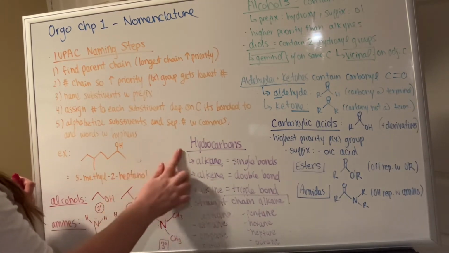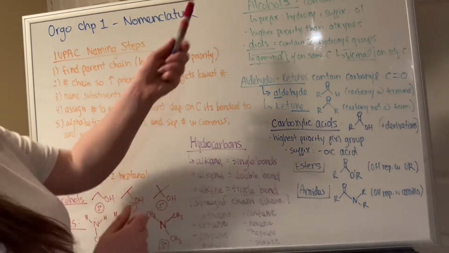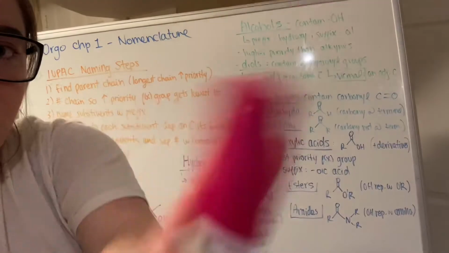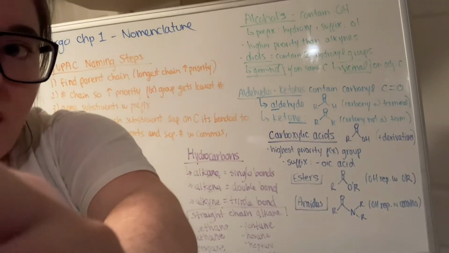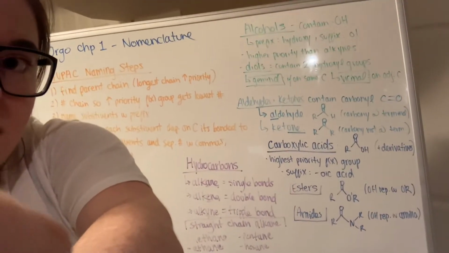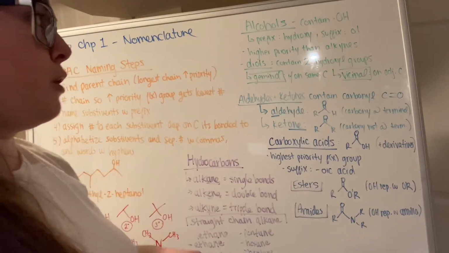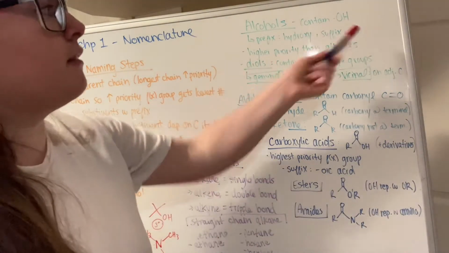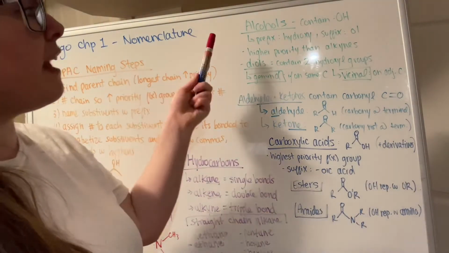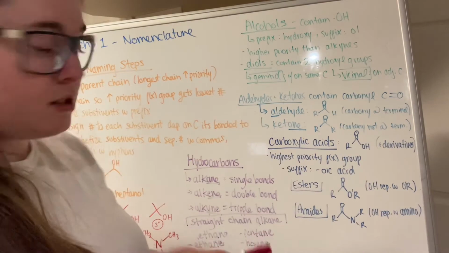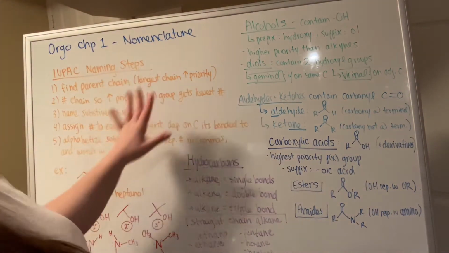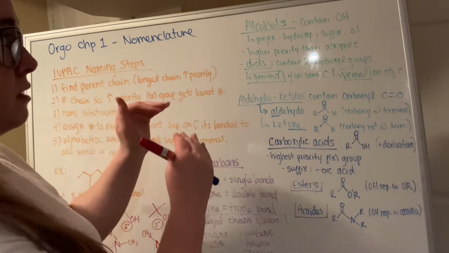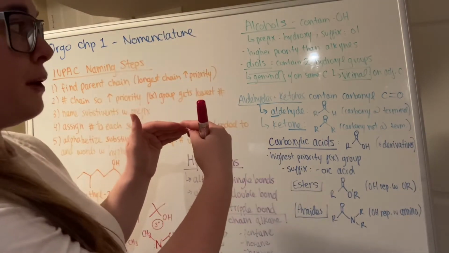All right. So next, let's look at our alcohols. Our alcohols contain an OH group. They have a prefix of hydroxy and a suffix of -ol. They are a higher priority group than alkynes. So when we were talking about the highest priority functional group, this is the order. Hydrocarbons, then alcohols are higher priority than that.